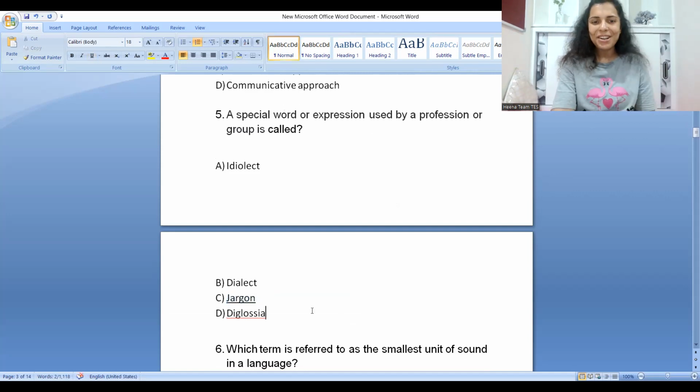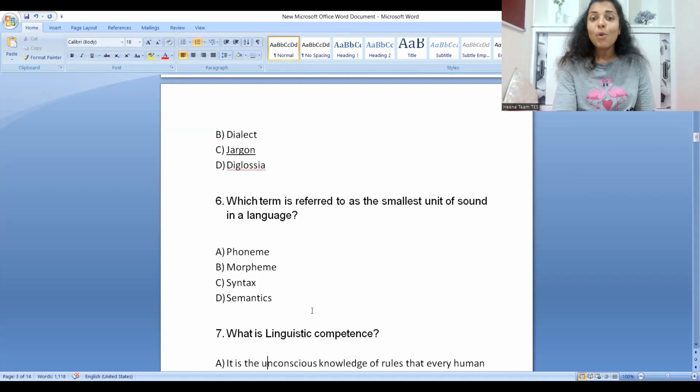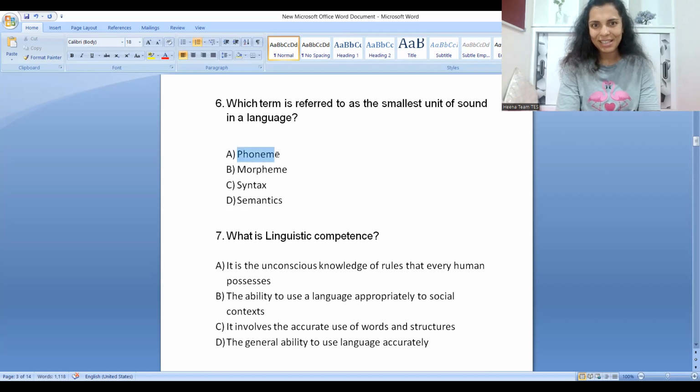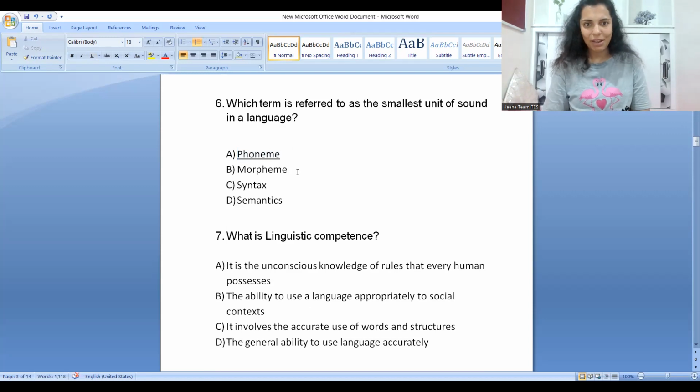Okay? Question number 6. Which term is referred to as the smallest unit of sound in a language? Option A, phoneme, B, morpheme, C, syntax, or D, semantics. बताइए, smallest unit of sound is called option A, phoneme. Okay? इसको हम कर देते हैं underline. Let's move on.